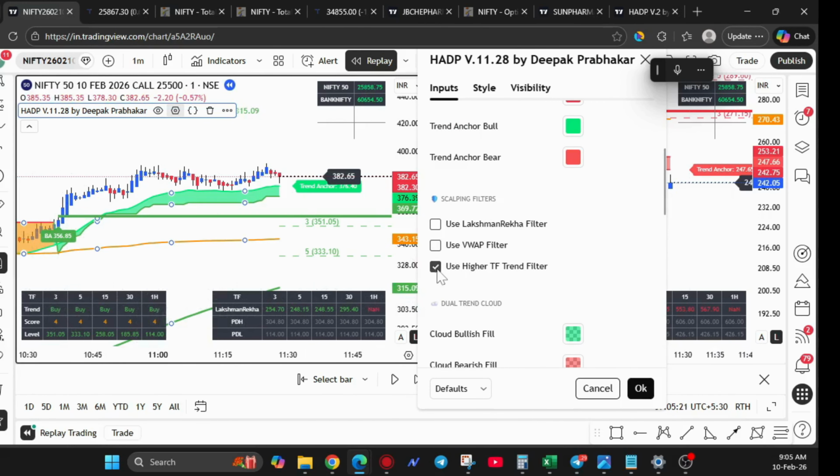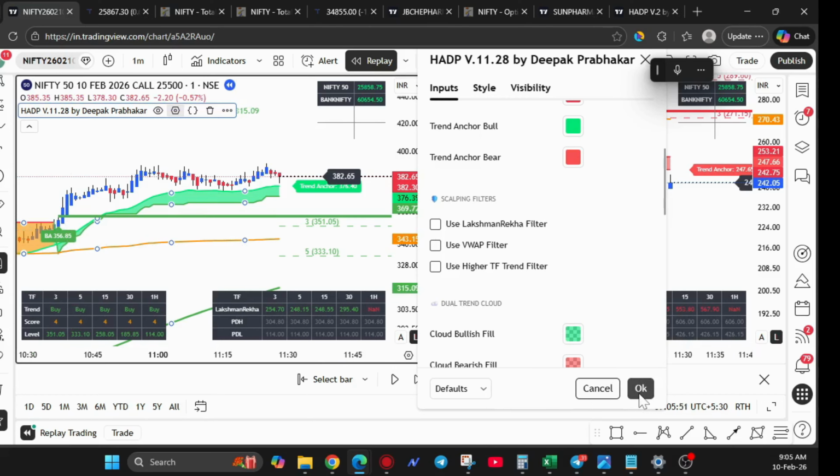3 minutes was in buy, so it's fine. If I use VWAP, it will still be there. It is above the VWAP. All the three parameters also, it won't make a difference because this buy came when the 3 minutes was in buy. Above the VWAP, Lakshman Rekha is somewhere here, so it is above the Lakshman Rekha. So this, whether switched on or switched off, did not make a difference to this buy, right? On 1 minute, it has given us 35 plus points, right?